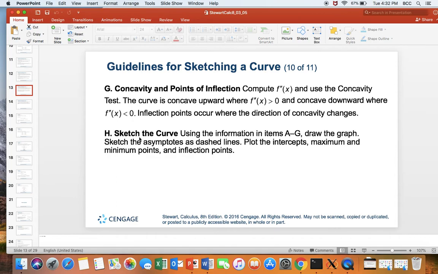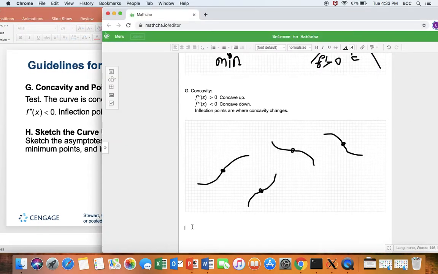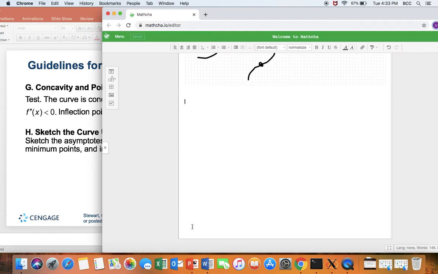The last step is to actually sketch the graph. Sketch the asymptotes as dashed lines, plot the intercepts, maximum and minimum points, and inflection points. So notice all of this information. What do we need? We need to sketch the graph. So this is the final step. H, sketch the graph.